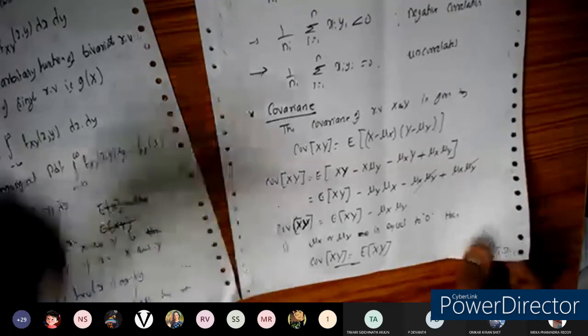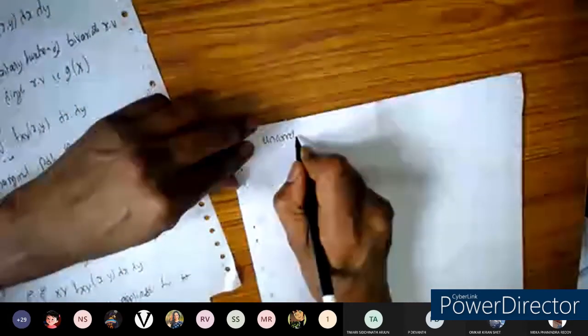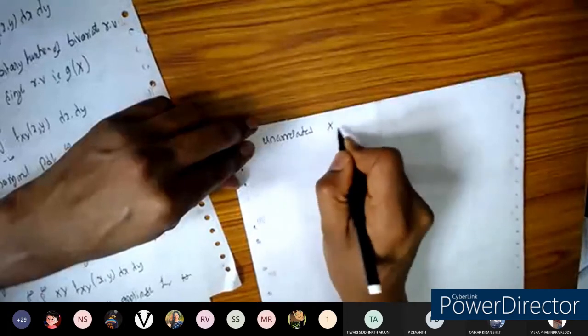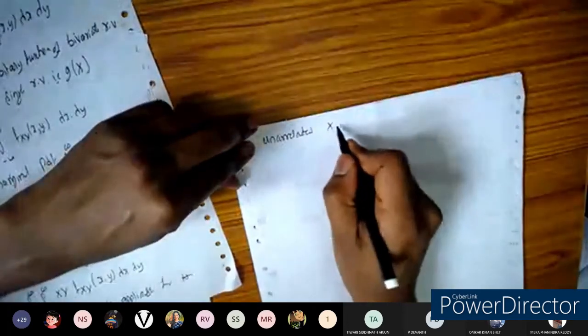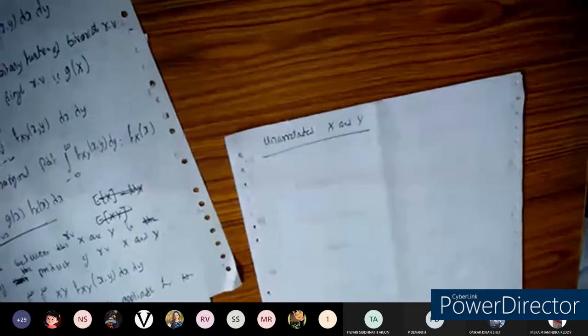Okay, we'll see the next concept here. The next one is uncorrelated x and y. Uncorrelated is nothing but what we can call statistically independent events. Uncorrelated is nothing but the statistically independent event here.